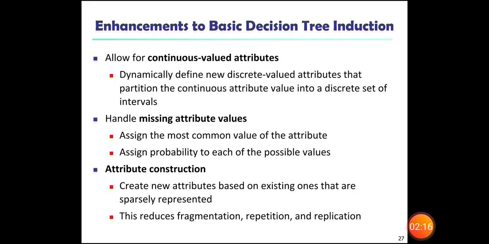The next one is attribute construction. It creates new attributes based on existing ones that are sparsely represented. This reduces fragmentation, repetition, and replication. Here, new attributes can be constructed based on the existing attributes which are available in the training data set. By doing this, we can reduce the fragmentation, repetition, and replication.